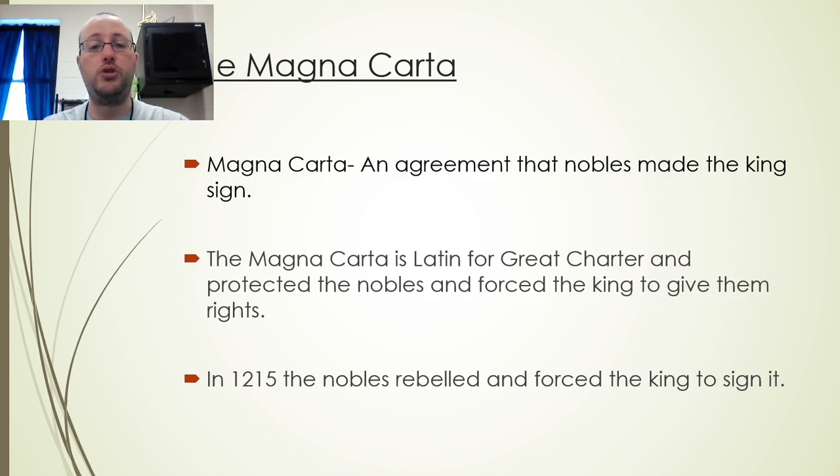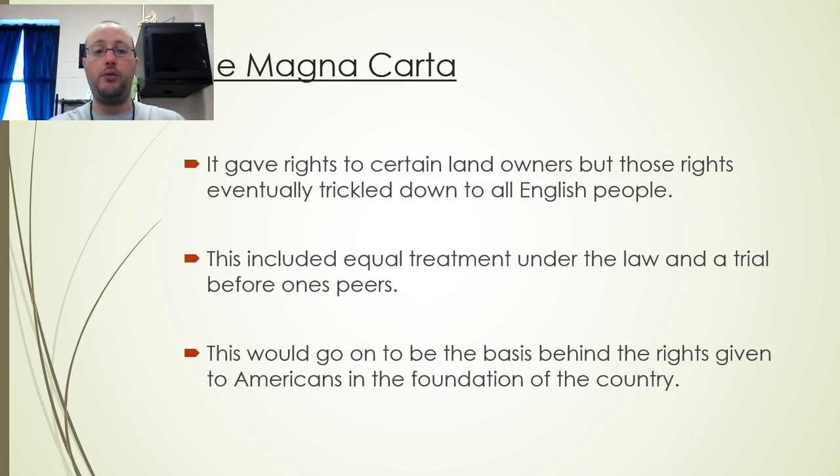The Magna Carta, which is Latin for Great Charter, protected the nobles and forced the king to give them rights. In 1215, the nobles rebelled and forced the king to sign the Magna Carta. It gave rights to certain landowners, but those rights eventually trickled down to all English people. They included equal treatment under the law and a trial before one's peers. It was going to be the basis for the rights given to Americans in the foundation of the country.